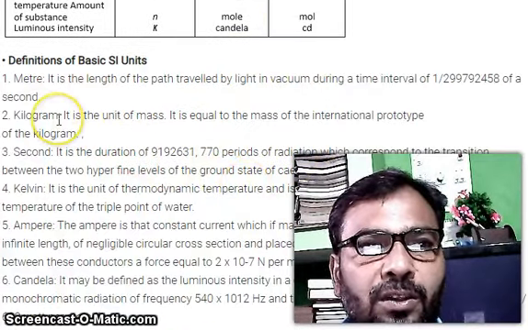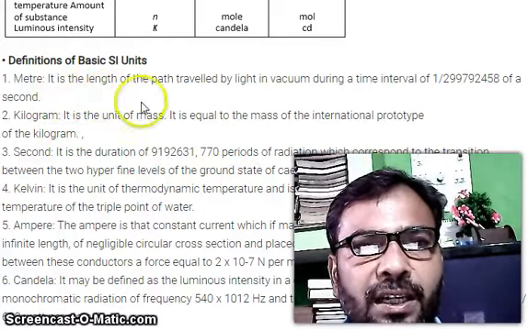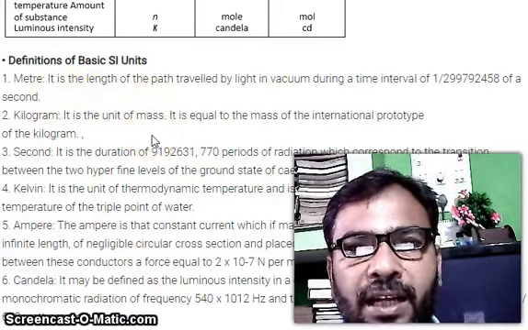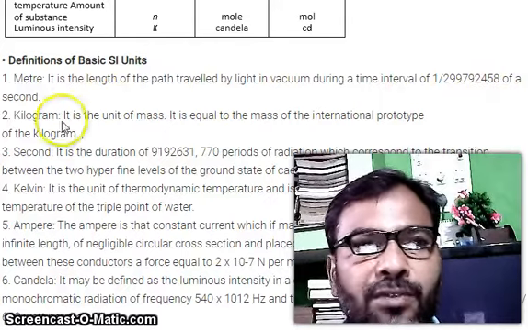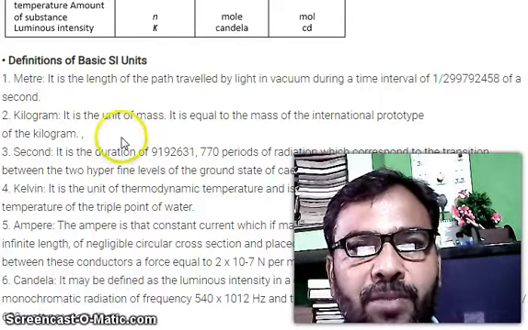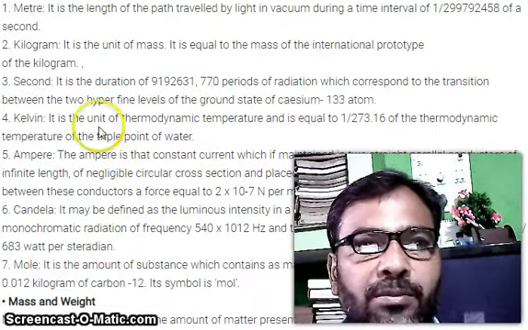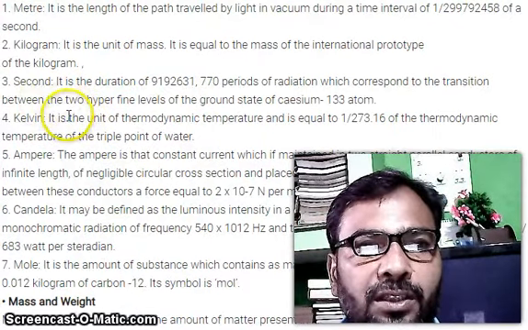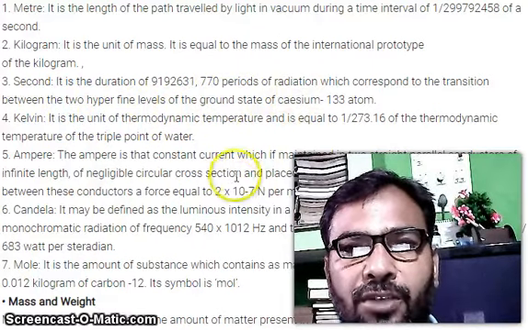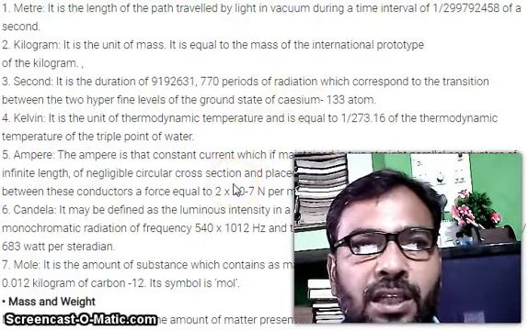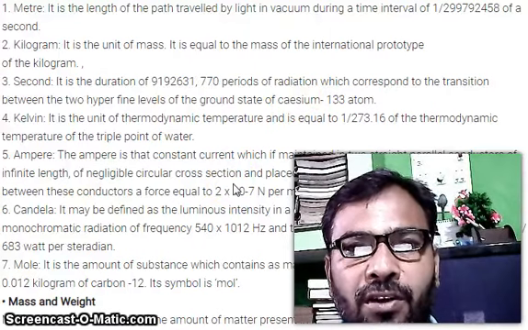Now, definitions of the basic SI units. Meter: it is the length of the path traveled by light in vacuum during a time interval of a fraction of a second. Kilogram: it is the unit of mass. It is equal to the mass of the international prototype of the kilogram. Second: it is the duration of this many periods of radiation corresponding to the transition between the two hyperfine levels of the ground state of cesium.